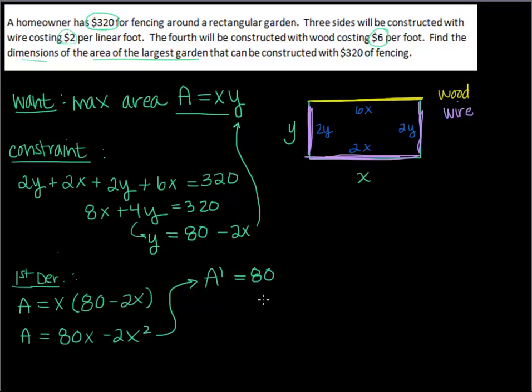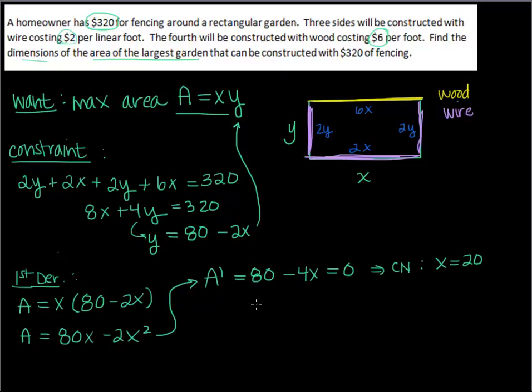So I'm going to take the derivative. That's 80 minus 4x. Just like we've done before, I'm going to set this equal to 0. What does that imply that my critical number is? Well, if I subtract 80 and divide by -4, that tells me that x would equal 20.